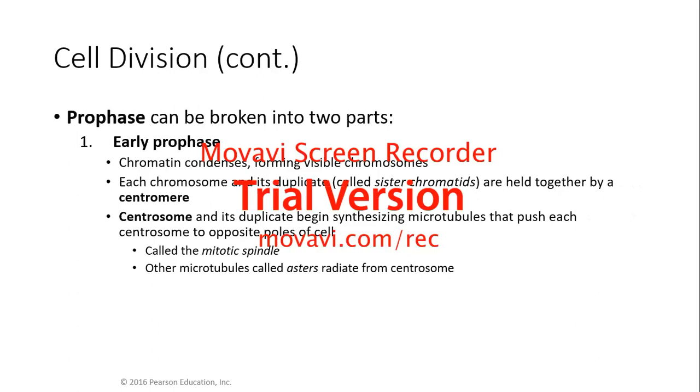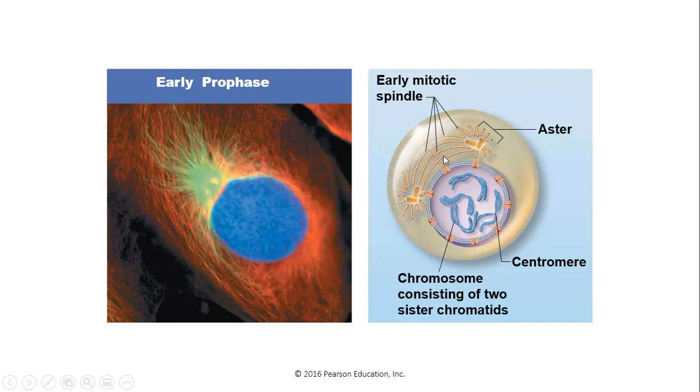So you see these centrioles, like I said, which make the mitotic spindles, and these mitotic spindles are going to attach to the sister chromatids at their centromere. And right now, the nuclear envelope hasn't broken down yet. This is early prophase, so the nuclear envelope hasn't broken down yet. But as soon as that nuclear envelope breaks down, these mitotic spindles are going to attach to the sister chromatids at the centromere.